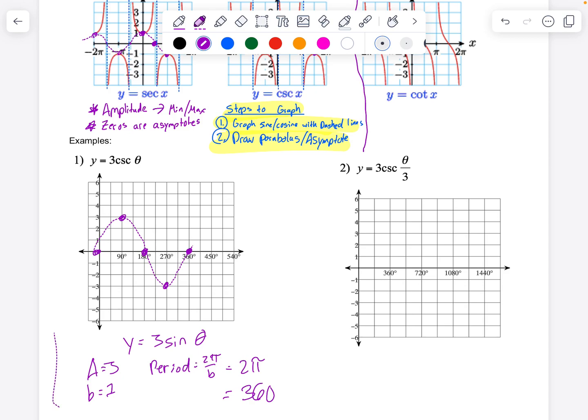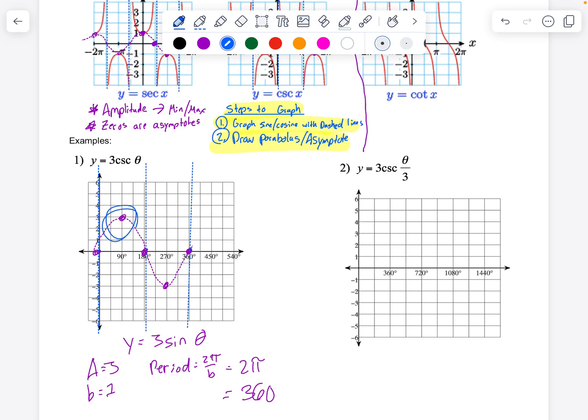Okay, boom. That was your first step. You still just graph your sine and cosine function. Next, let's draw your asymptotes first. Okay, so where are your zeros? 0, 180, 360, zeros. I should be able to see 3 asymptotes here. I'll make that blue. Bang, bang, bang. Okay, pretty good.